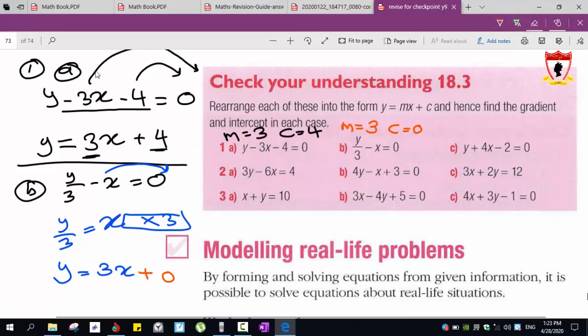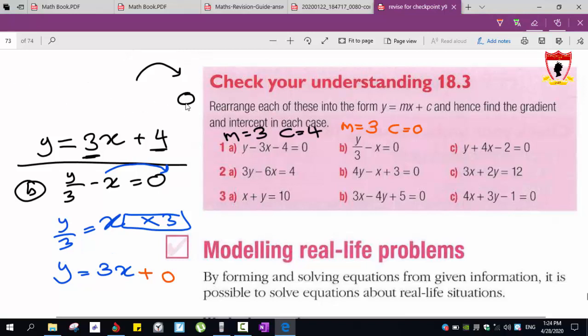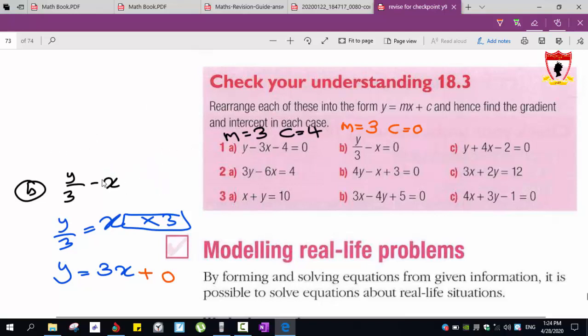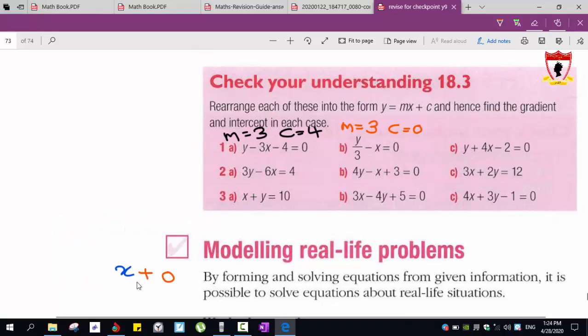Now question 1c is your homework. Question 1c is your task. Do it on your own and comment below if you have any difficulty or any question. Now let's move on to question 2.